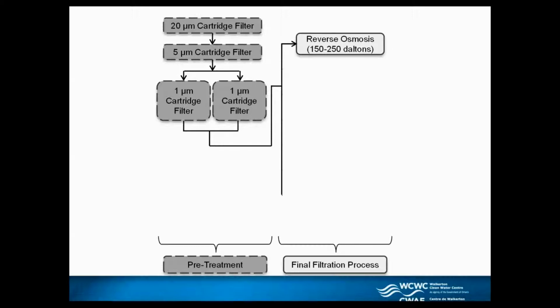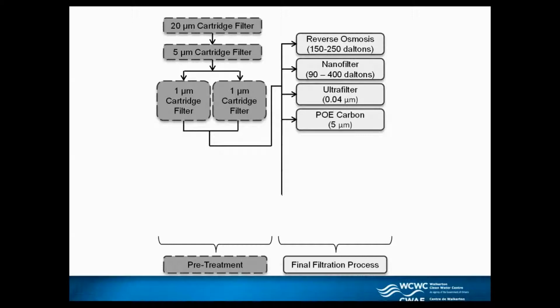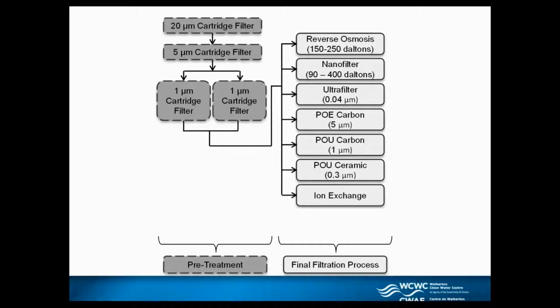So we had a reverse osmosis, a nanofilter. We ran the water through ultrafiltration, a point of entry carbon filter. So that would be a filter suitable for treating water for the entire household, and a point of use carbon filter, which would be more practical for an under-sink type of unit. A point of use ceramic microfiltration, and then an ion exchange unit as well. This ion exchange unit was used specifically to remove organics from the water. That was the resin that we had used.